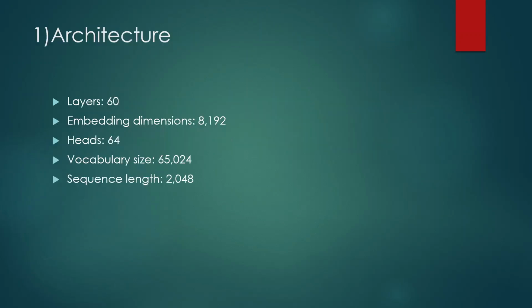So now let's look into the architecture. As you can see, it has 60 layers, 8,192 embedding dimensions, 64 heads, a 65,000 vocabulary size, and the sequence length here is 2048. As much as I remember, I think GPT 3.5 was initialized with a token length of 2048 only, and then they increased it to approximately 4,000.